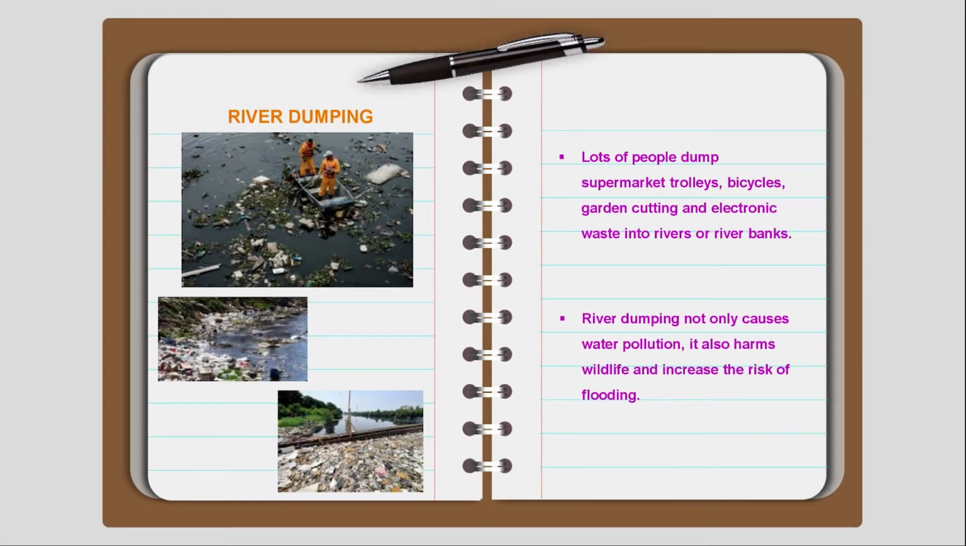Lots of people dump supermarket trolleys, bicycles, garden cuttings, and electronic waste into rivers or onto river banks. River dumping not only causes water pollution, it also harms wildlife and increases the risk of flooding.